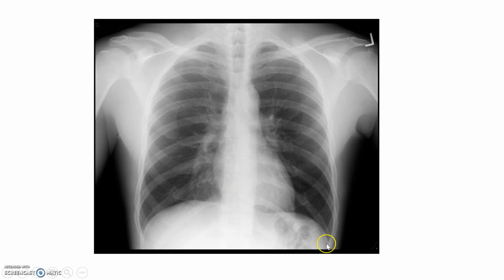This is the costophrenic angle of the left side. This is the right costophrenic angle. And this looks like the shadow of the heart. And this is just a demonstration of me identifying anatomy of the chest X-ray.